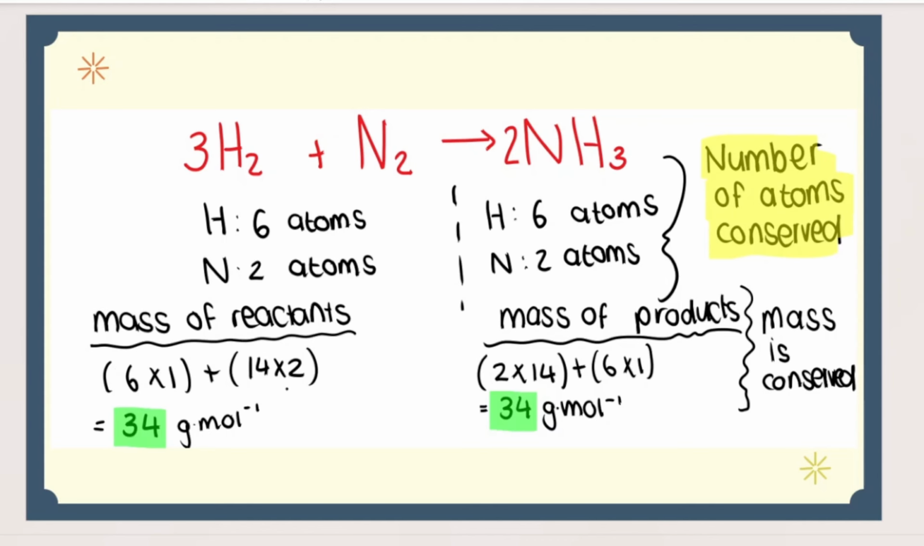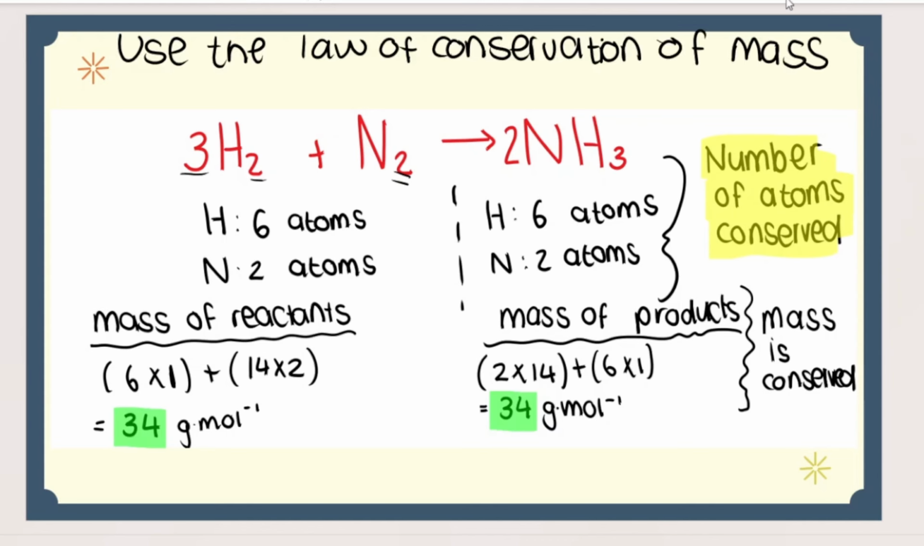Now you might be wondering, ma'am, where are you getting these numbers from? Well, remember, 6 is the number of hydrogen atoms, 3 times 2. And 1 is the atomic mass number of hydrogen. And 14 is the atomic mass number of nitrogen, and there's 2 of them. Okay? And then I did the same for the products. So mass is conserved, number of atoms is conserved, and we know we have done it correctly. So if they say use the law of conservation of mass to show that mass was conserved, this is what you would do. You get the mass of the reactants and the mass of the products. And this falls under the section known as chemical change.